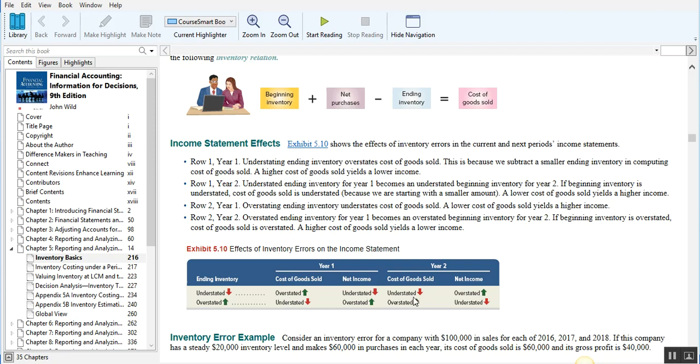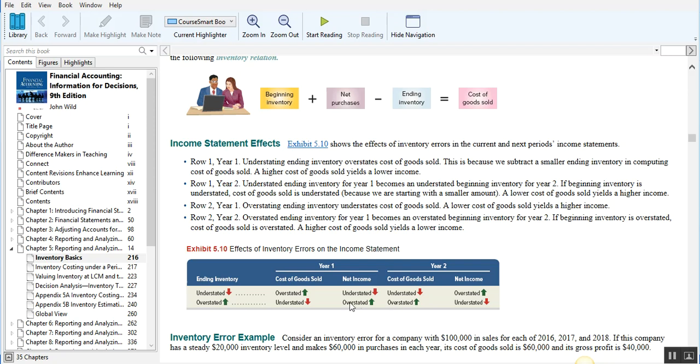Now, going into the second year, you'll see a reversal of what happened in the first year. So with this over and understatement in the first year, what's going to happen in year two is it will reverse itself, because you have this understated ending inventory. You're now going to move into the new year, and you're going to have an understated cost of goods sold, because the inventory you're starting with is already understated. The cost of goods sold will be understated, and the net income will come out overstated in year two.